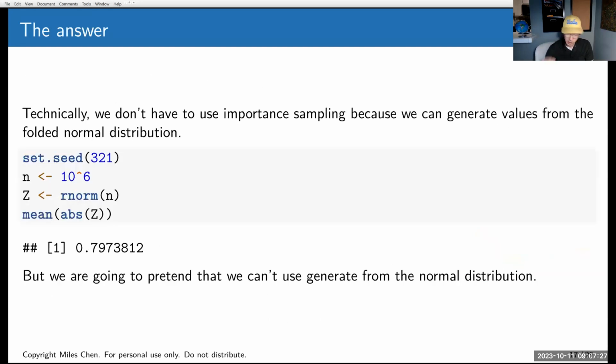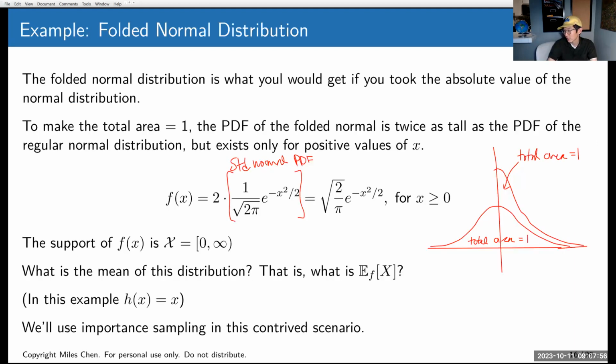I could just cheat and get the answer directly. I could just say, let's generate 1,000,000 values from the normal distribution, take the absolute value, and calculate the mean. And our answer is 0.79738. That's the true approximate answer. But we're going to pretend that we can't do this. I'm not able to generate from the normal distribution. I don't know how to do this.